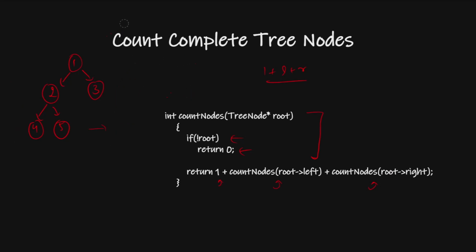First of all, we go to the root and see that it is not null, so it goes to its left, and it says it is also not null, so it goes to its left. It goes to its left, and this left returns 0, and its right also returns 0 because they are null. And so finally this will return 1. So 0 plus 0 plus 1, it will return 1.